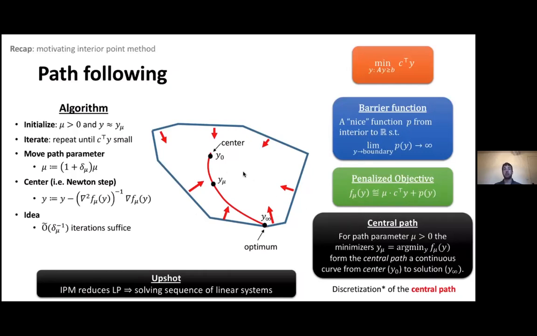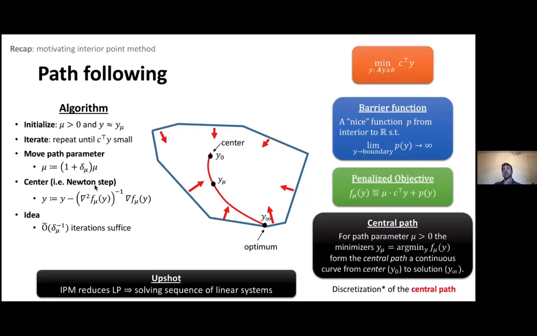We talked about the central path, which was simply the minimizer of the penalized objective for every value of this path parameter mu. We talked about how this path goes from the center of the polytope at mu = 0 to the minimizer of the linear program as mu goes to infinity. And the way path following methods work, as we discussed, is once you start with some point that's close to the central path, we would simply repeat the process of increasing the path parameter, taking a Newton step to get close to the next central path point for that path parameter, and repeating.